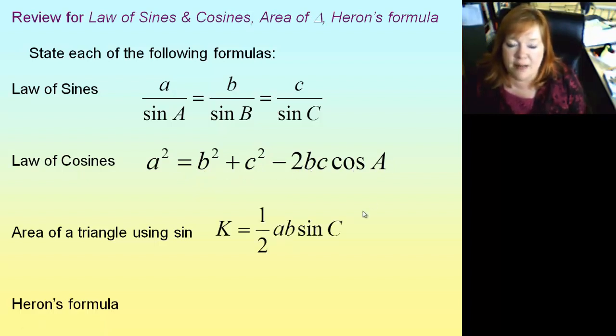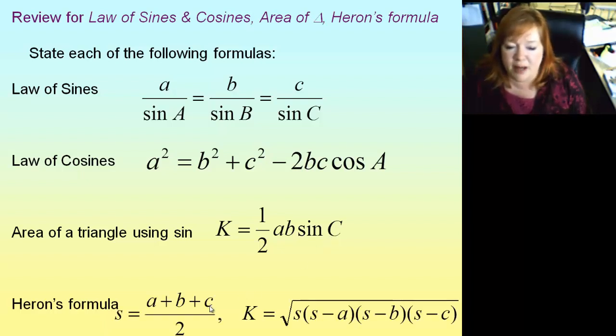The nice thing about area of a triangle using sine is that it's ABC or BAC or ACB. These three letters are different. And so if you keep that in mind, that's an easy one to memorize as well. Heron's formula, you have the semi-perimeter, a plus b plus c over 2. And then you take the semi-perimeter times the difference of the semi-perimeter and each of the sides, A, B, and C.